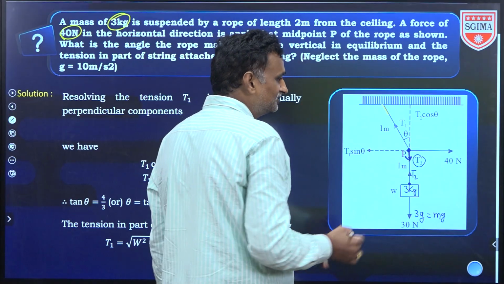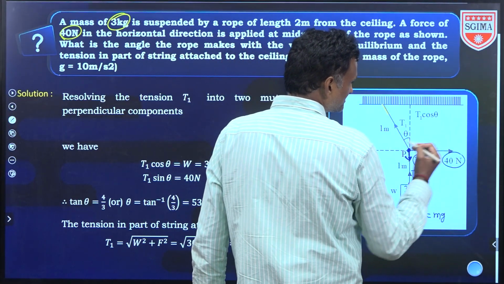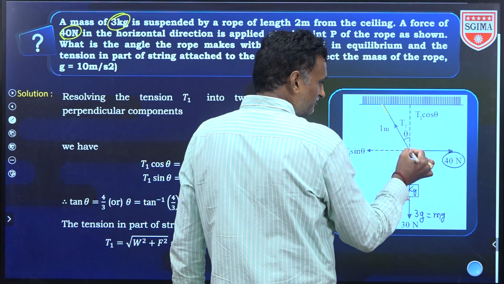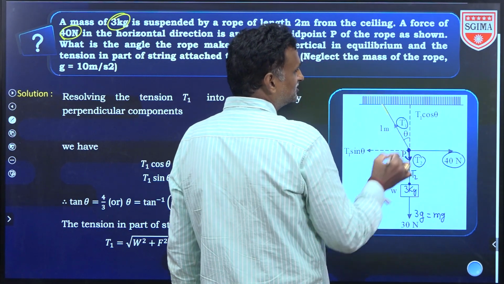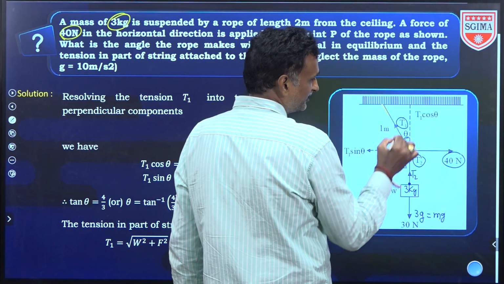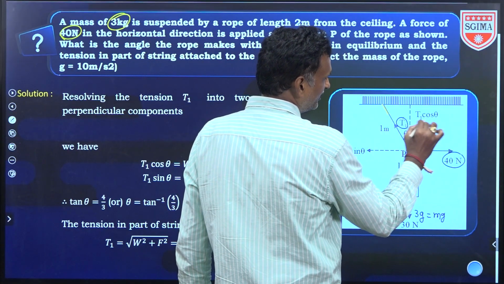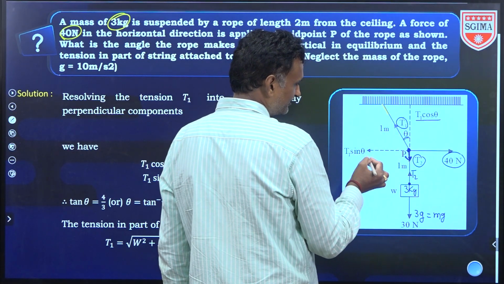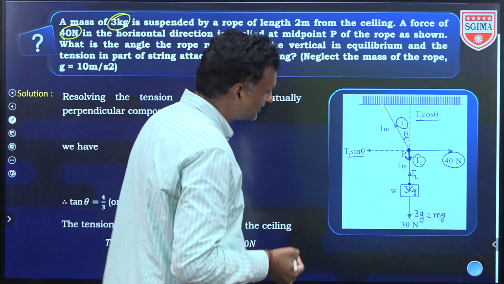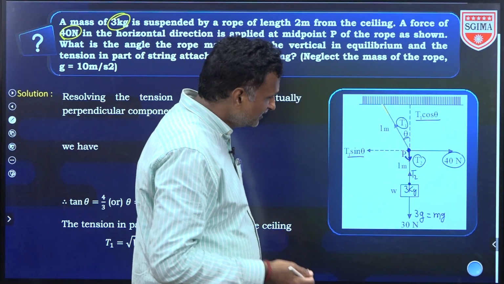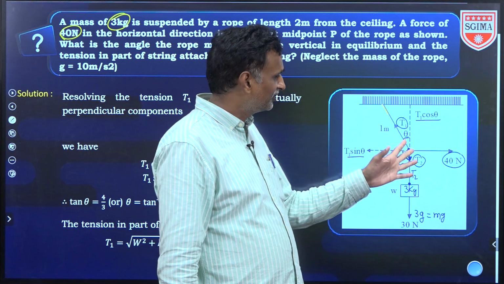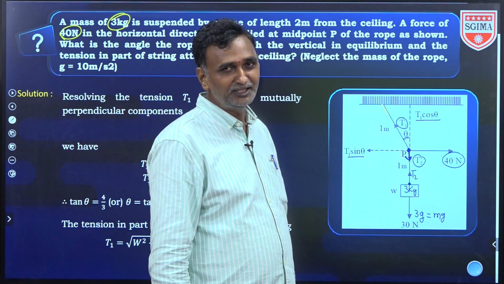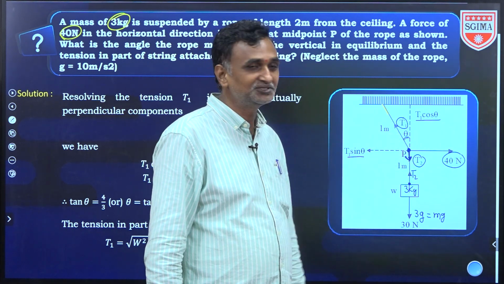Okay, next, on the right side 40 Newtons acts, and away from this point the T1 force acts. With the vertical they took here theta. So the T1 components will be along this one T1 cos theta and along this one T1 sin theta. Now this point is in equilibrium. You can apply Lami's theorem and you can apply the components method by equating. So both ways we can solve this question.